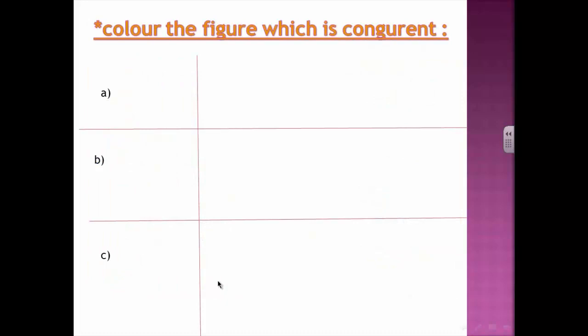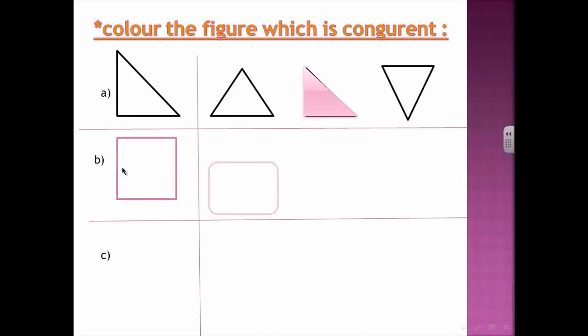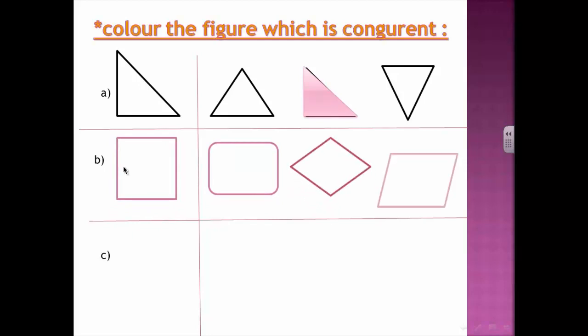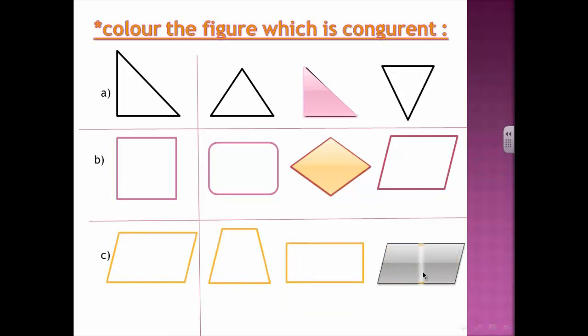Color the figures which are congruent. I have this triangle and three other triangles. Which of them is congruent? Yes, this triangle is congruent with the other triangle. Letter B, I have a square. Which of the following is a square? Yes, this is the square. Letter C, I have a parallelogram. Who can tell me which parallelogram is congruent with this one?